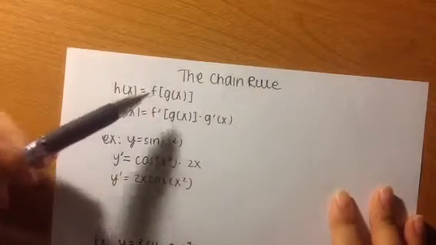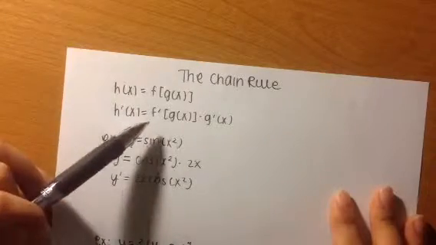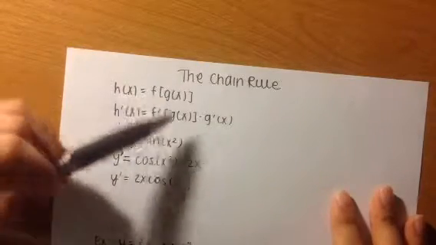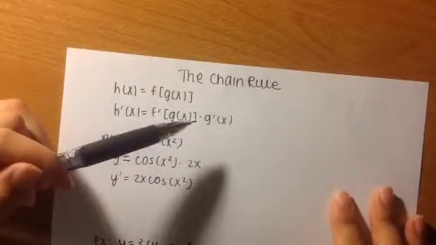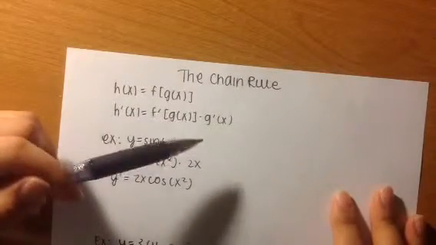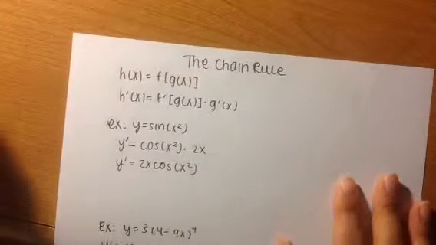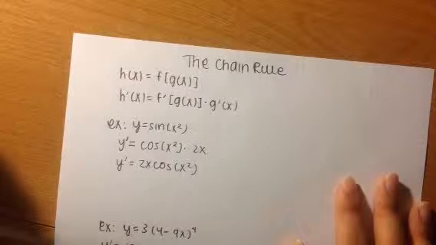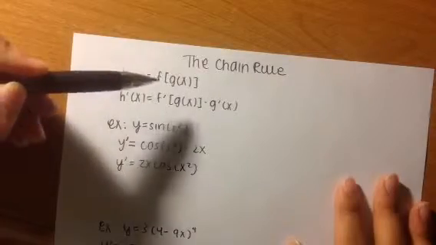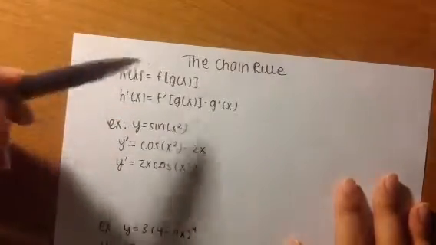So basically what you're going to do is take the derivative of the outside, which becomes f prime, and leave the inside the same. So g of x still stays g of x, times the derivative of the inside. This is also where the chain rule gets another name, the outside-inside rule, which makes more sense because that's essentially what it is: taking the derivative of the outside while leaving the inside the same, times just the derivative of the inside.